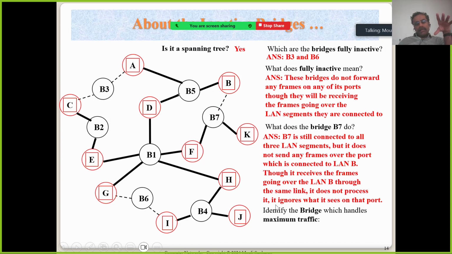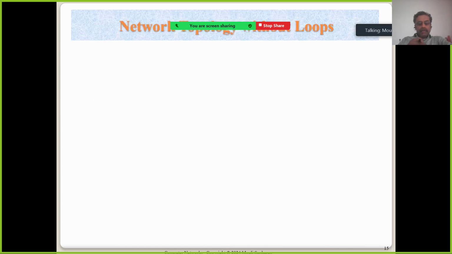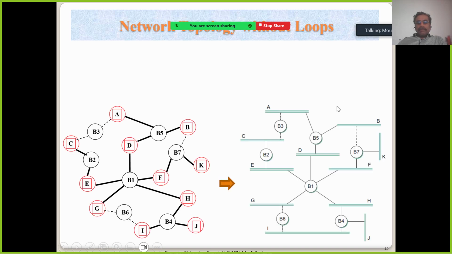I am only telling you how the spanning tree will look, what will be the role of these bridges and what it means for a link to be inactive. I am just telling you that somehow this spanning tree is formed and this is the behavior. Loops are removed. That's all. How it is formed we are going to see, if not today, then on Wednesday.